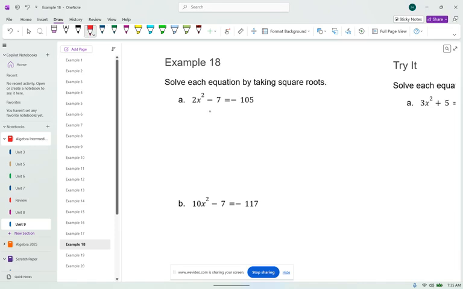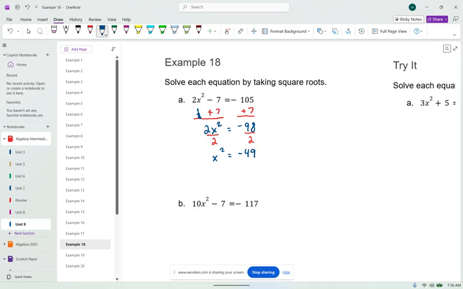So I'm going to get the x squared by itself. I'm going to do that first by adding 7 to both sides. Okay, I'll bring down the 2x squared. The negative 7 plus 7 cancels out, and negative 105 plus 7 is negative 98. Divide both sides by 2. Divide both sides by 2. And we end up with x squared equals negative 49.